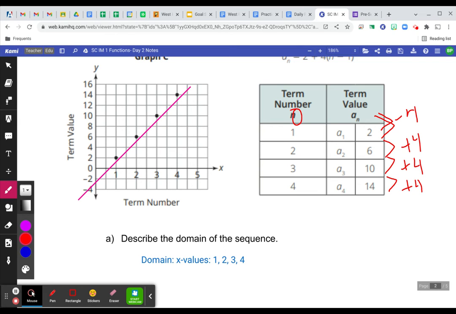So if we subtract 4 here, our y-intercept would be negative 2. Our 0th term would be negative 2. Now check it out. Our line here appears to go through negative 2 at our y-intercept.